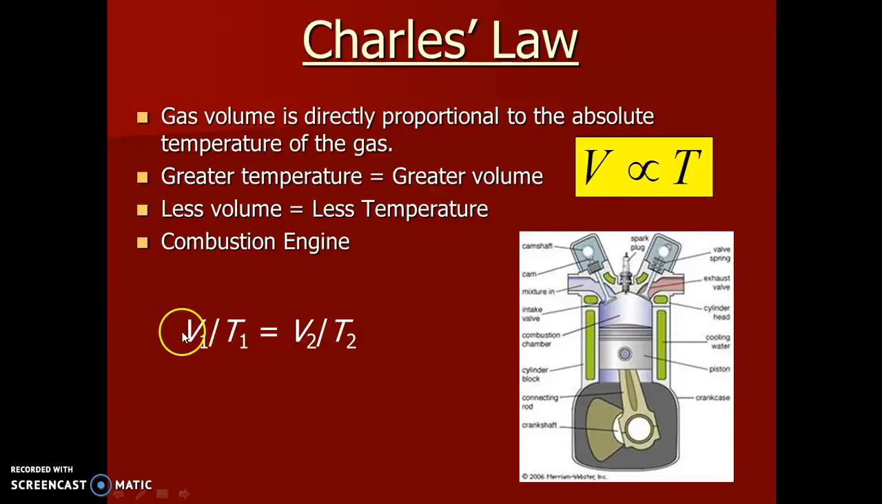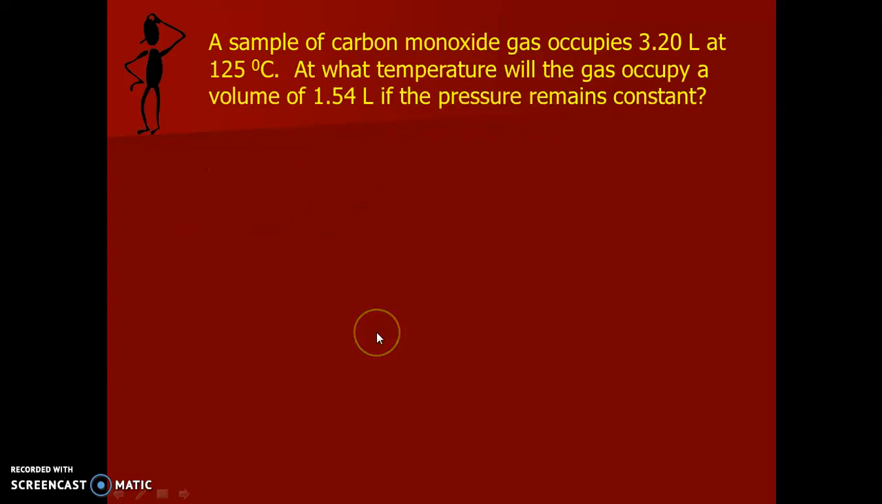If we look at that mathematically, V1 over T1 is equal to V2 over T2. And then just an example, and keep in mind what I said on the very first slide, that we need to always have our temperature in Kelvin. So in this problem, it says you've got a gas that is 3.2 liters at 125 degrees, and then you want to know what the temperature is when the volume is decreased to 1.54 liters. And again, remember that this is assuming that the other variable of pressure stays constant.